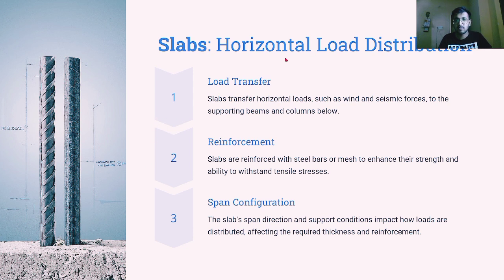Next we have slabs, which are basically about horizontal load distribution and load transfer. Like anything else, this also has a certain load which it can withstand before it collapses. Slabs transfer horizontal loads such as wind and seismic forces to the support beams and columns below. Reinforcement: slabs are reinforced with steel bars or, as I said, iron bars. Iron bars usually get rusted, so they use steel bars so that they do not rust easily, to enhance strength and the ability to withstand tensile stress. Span configuration: the slab span and support condition impact how loads are distributed, affecting the required thickness and reinforcement.